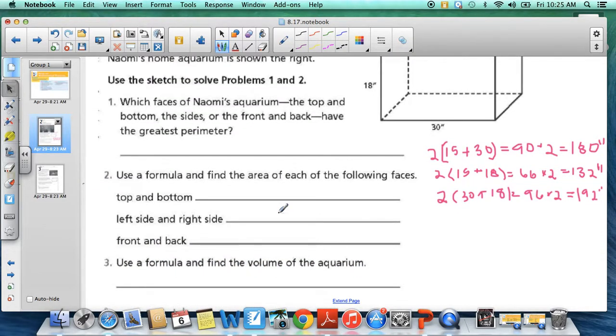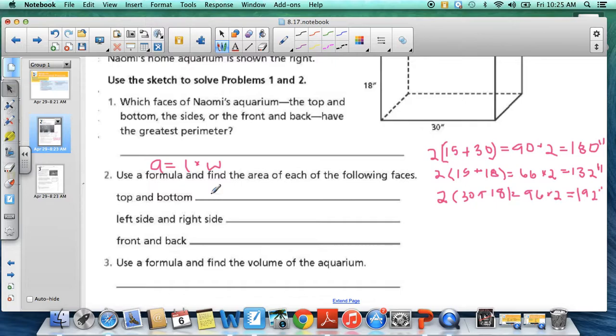Okay, so for number 2, use a formula and find the area of each of the following faces. So, the top and the bottom. We're going to find the area. We already know that we're going to use the same equation. So, area equals length times width. I'm not going to write out the equation, the numbers, but I want you guys to write it out in your SAP, and I will look and check.